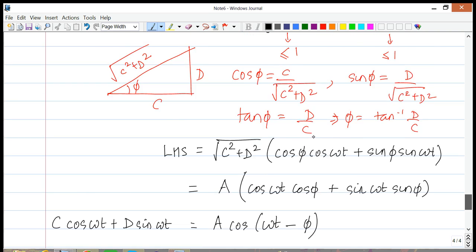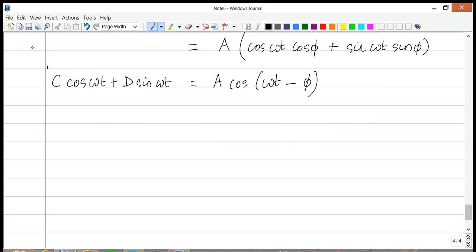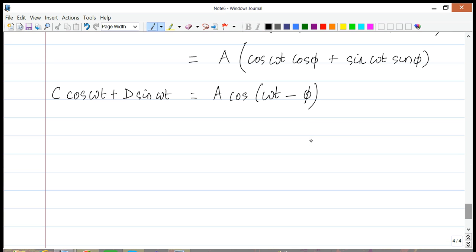So we get a cosine omega t minus phi is equal to all this. So we've shown an important thing, and that's why in general I can write my sine function as a cosine omega t minus phi, plus or minus phi. So that's one relationship that we needed. Okay, so this is proved now.